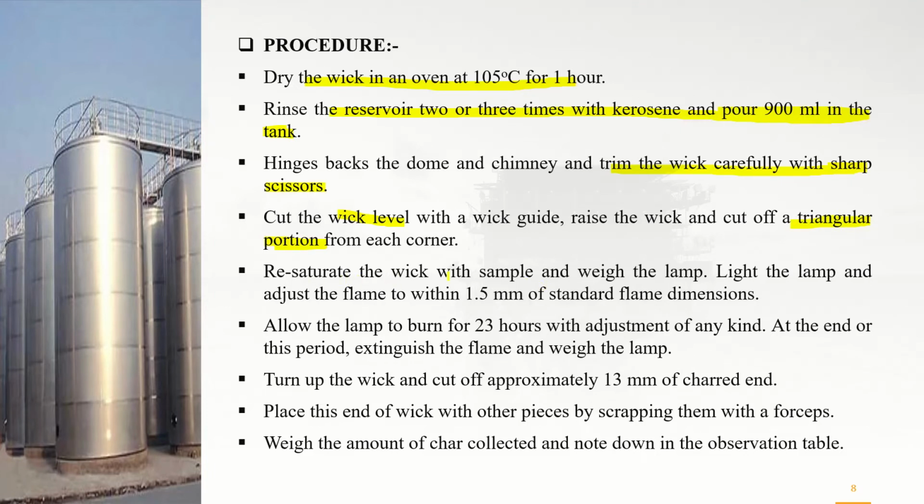Now resaturate the wick with sample and weigh the lamp. Light the lamp and adjust the flame to the standard flame dimensions of about 1.5 mm. Now we will allow the lamp to burn for 23 hours without adjustment of any kind. At the end of this period, extinguish the flame and weigh the lamp. Now turn up the wick and cut off the charred end of the wick. Char will form on the wick, and replace this end of wick with the other pieces, scraping them with a forceps. At the end, we will be weighing the amount of char collected and note down the observations.